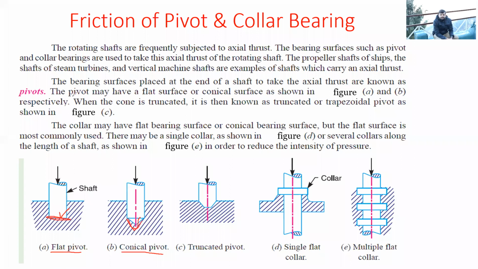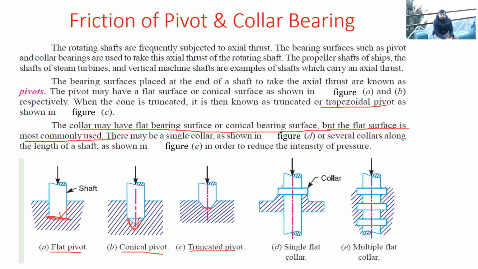Now when the cone is truncated, it is known as a truncated or trapezoidal pivot, as shown in figure C. So if we do some stubbing and make this sharp cone a blunt surface, it is called a truncated pivot or trapezoidal pivot. Now, the collar may have a flat bearing surface or a conical bearing surface, but the flat surface is most commonly used.